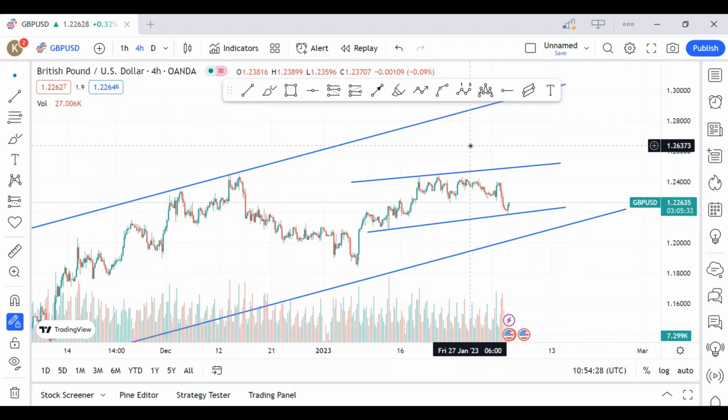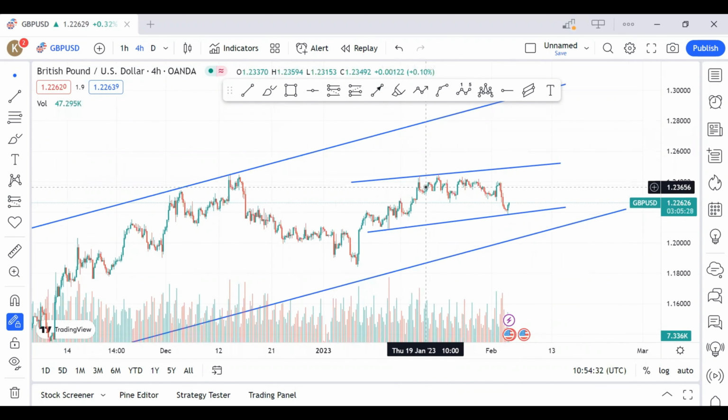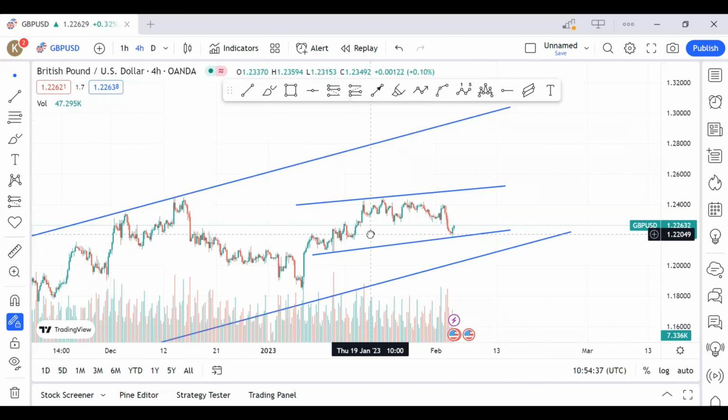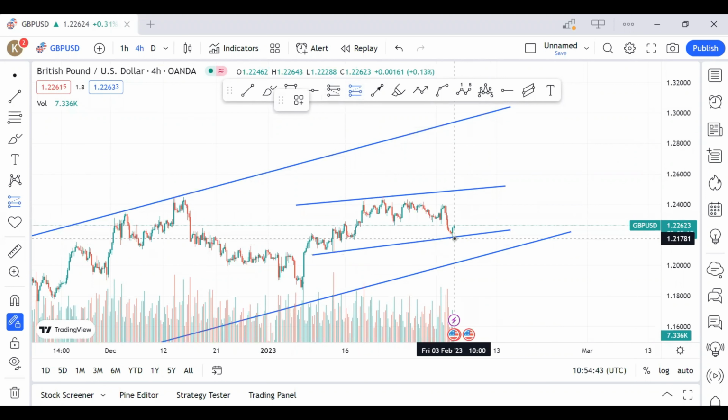Since we have a structure on a 4-hour time frame and on a daily time frame, let's move to the 1-hour time frame to see what the market is trying to show us. But from my side, I would say that I was going to take a trade at this level here.